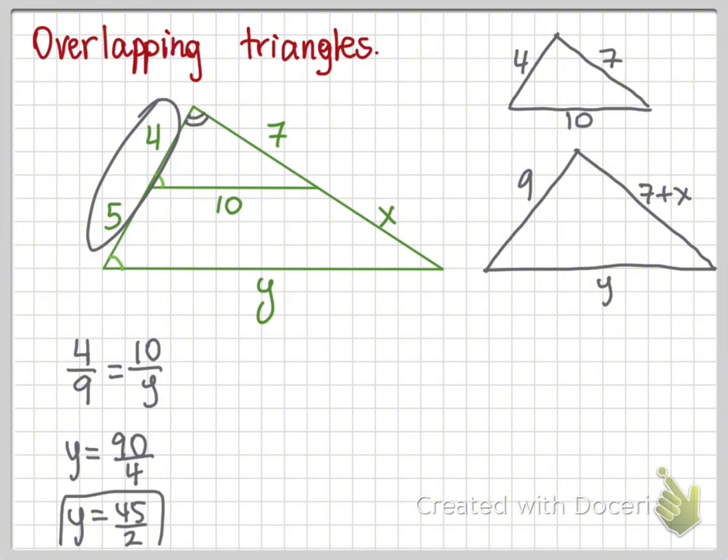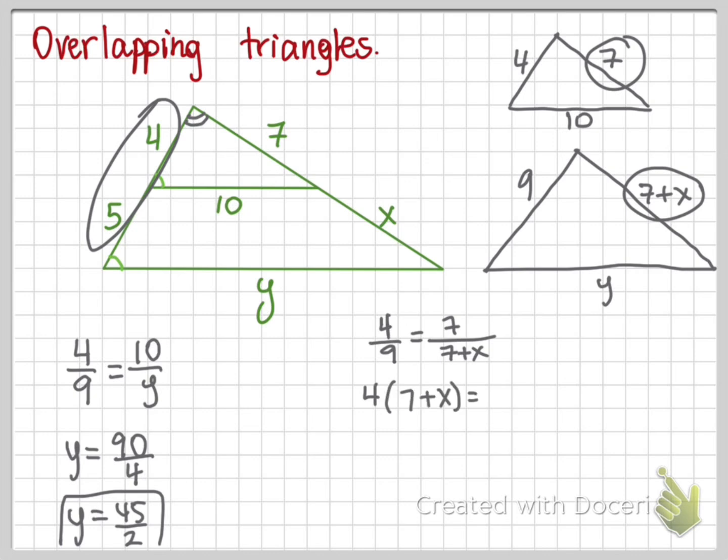To find x, we do the same. So we're going to do a proportion. When we cross multiply, we have to multiply 4 times 7 plus x and 9 times 7, which is 63. We have to do distributive property, which is 28 plus 4x. And then we pass the 28 to subtract. And the 4 that is multiplying to divide. So the answer for x is 35 over 4. And that's it.